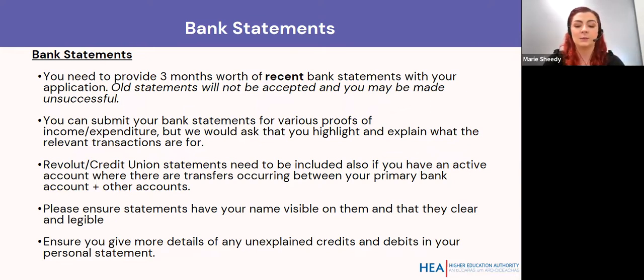Ensure that you give us an explanation of any credits or debits, particularly large ones that are in your account. So sometimes we might find that a student gets support from their parents or guardians around accommodation at the start of the year or throughout the year. So you need to explain if it's being covered by parents or guardians, or in the case that you yourself are paying it, you have to show that that money is going out of your bank account or going out of your Revolut or credit union.